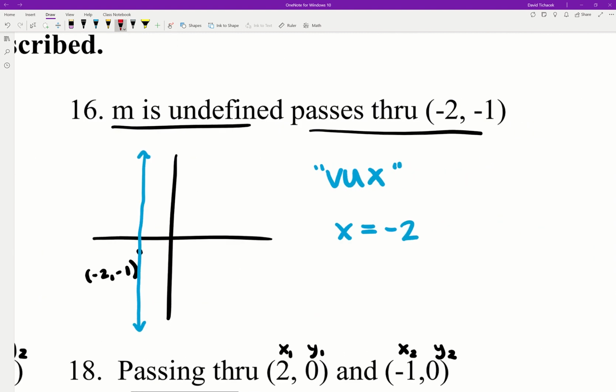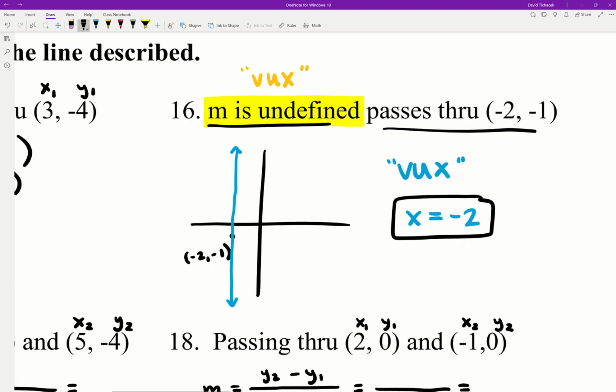16 I've already done for us here because they did tell us that the slope is undefined here. And one of the things that that automatically means is that this is going to be a VUX, or a vertical line, okay? So you'll notice that I've gone ahead and drew the picture there of my vertical line plotted, and because it has to pass through the point (-2, -1), then that's going to mean it's going to have to be a vertical line that passes through that point right there, and the x-coordinate where that vertical line passes through the x-axis is going to be at -2, and so this would be the equation of that vertical line right here, x is equal to -2.